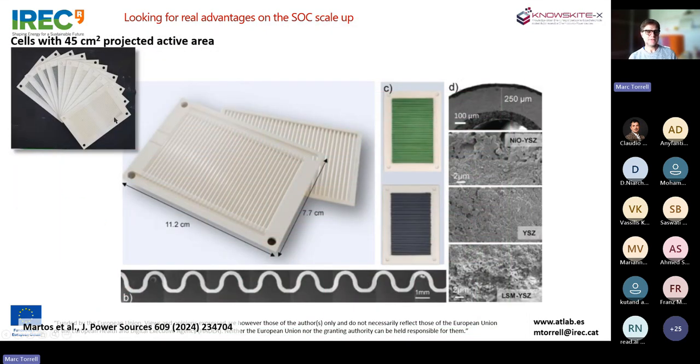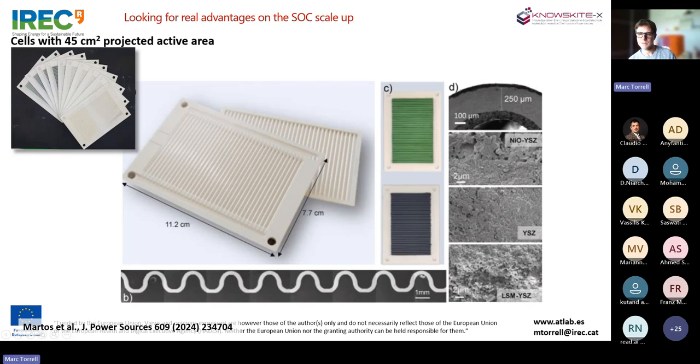So once this idea and this concept was proved, and then we start producing cells, then we have already 45 square centimeters in projected area that, with the corrugation, you have to multiply by 60%, so 75 square centimeters of active area of our cells that we can functionalize with the state-of-the-art materials. Here you have the cross section, and we have this.